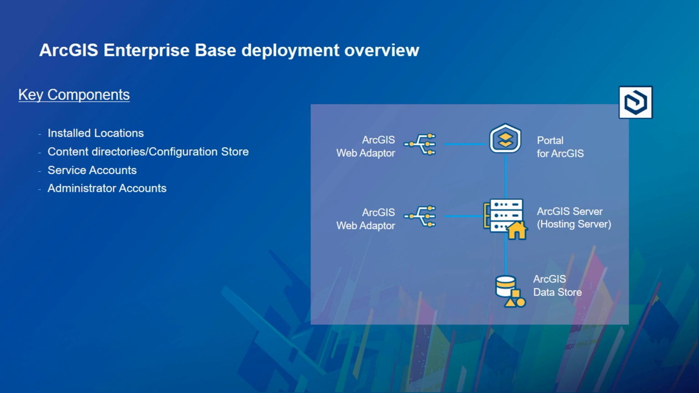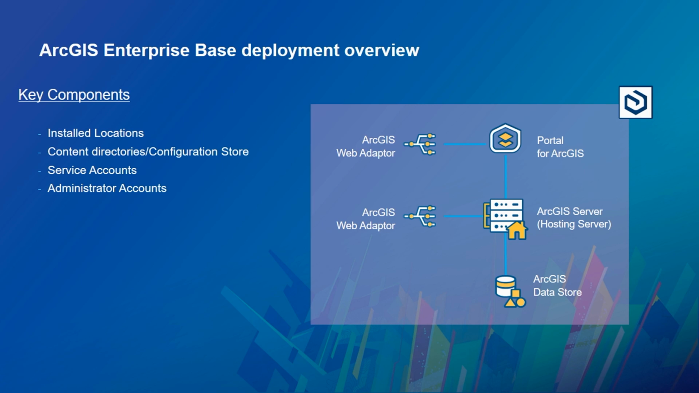So there are other key components to a base deployment that you should be aware of. The first is the install location. As I mentioned previously, there are command line tools that are available for any administrative operations, and these are going to reside within the install location of Portal, Server, and Data Store. And these will allow you to run security scans for Portal and Server, or change some of the database properties for the ArcGIS Data Store.